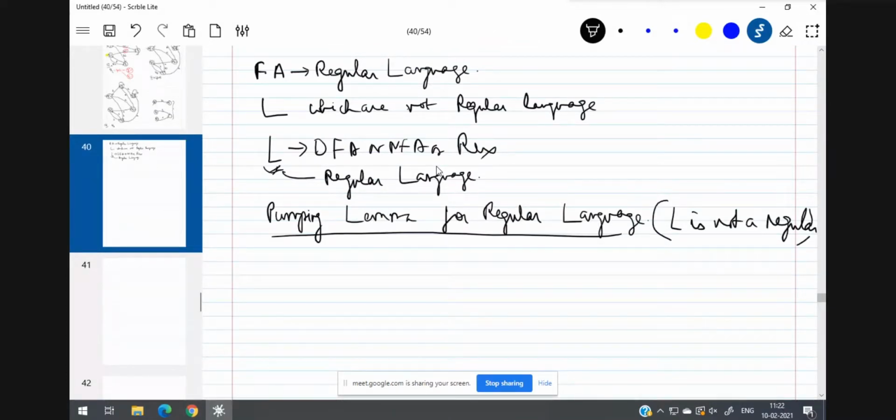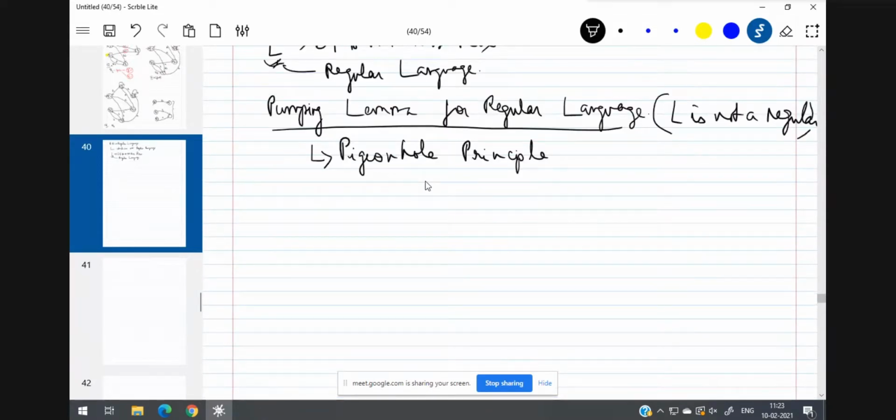Now, the main concept being used for this is known as the pigeonhole principle. Why am I explaining this principle? Because the concept which is going to be utilized by this pumping lemma for regular language is the pigeonhole principle. So let me explain this pigeonhole principle.